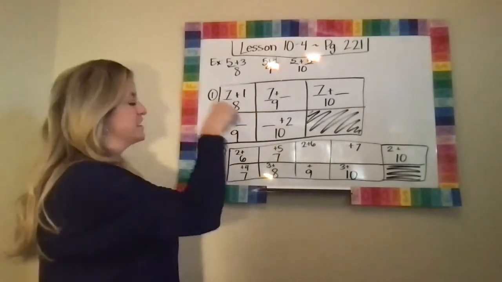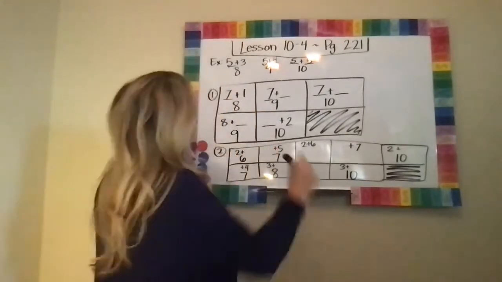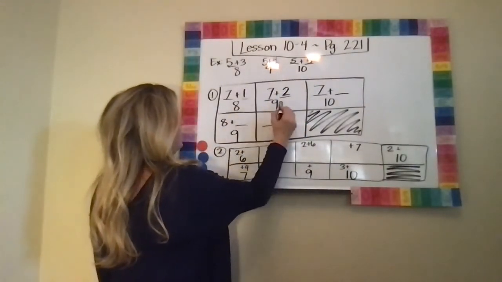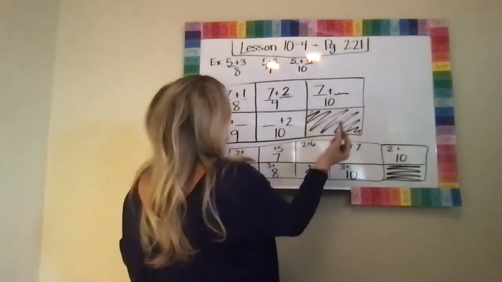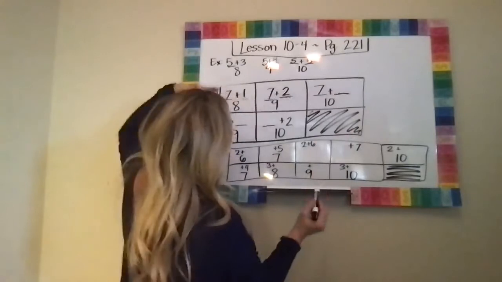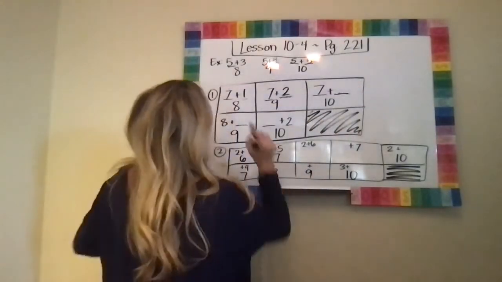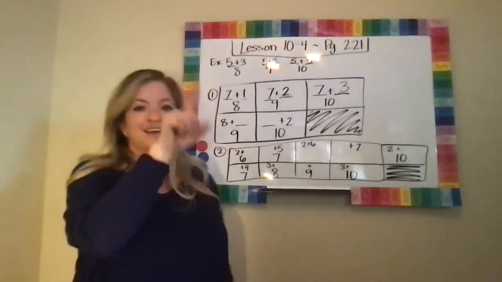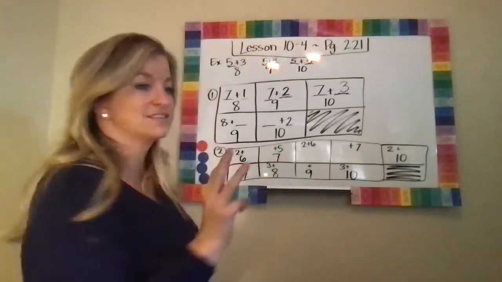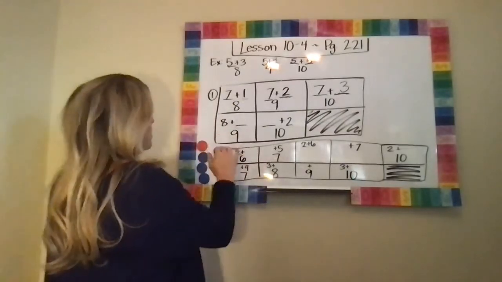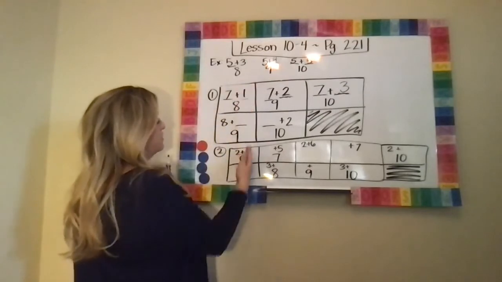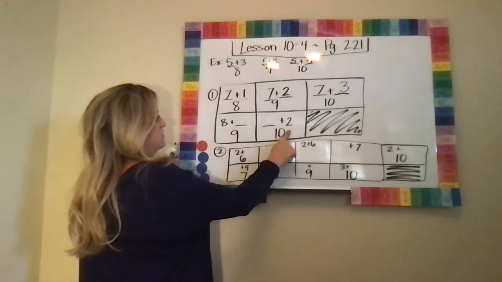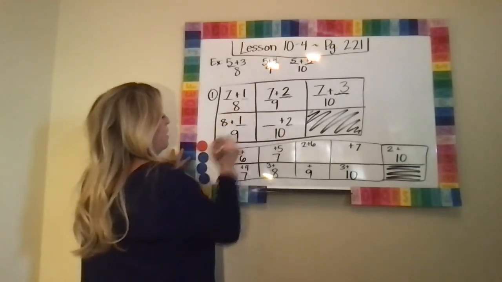Now I need to figure out what goes here. 7, 8, 9. So I'm gonna put a 2 in there. Now remember, boys and girls, this second addend is always increasing as I move this way along the row by 1. So 1, 2, 3. Let's make sure that's right. 7, 8, 9, 10. It is right. Awesome. So here I have plus 1. As I go down, this second addend remains the same. Look, 2 and 2, 1, 1.